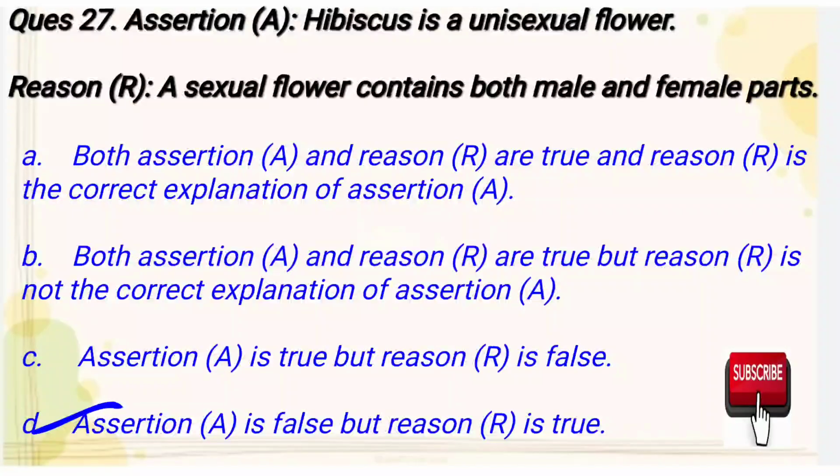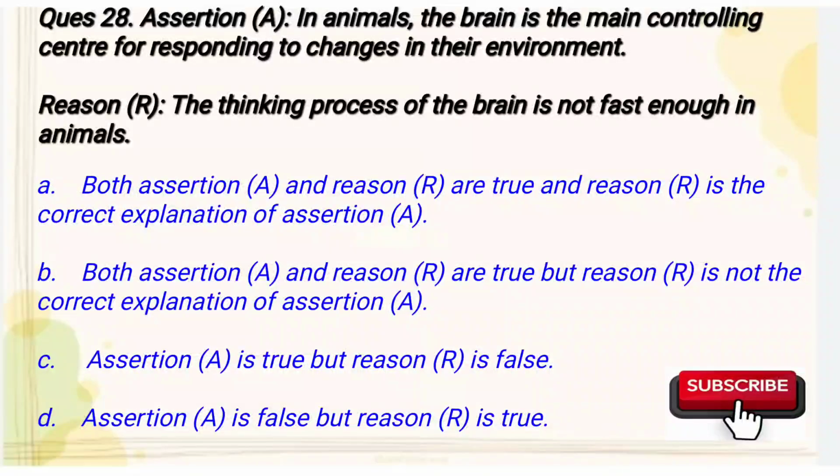Option D, assertion is false but reason is true. Assertion: in animals, the brain is the main controlling center for responding to change in their environment. Reason: the thinking process of the brain is not fast enough in animals.